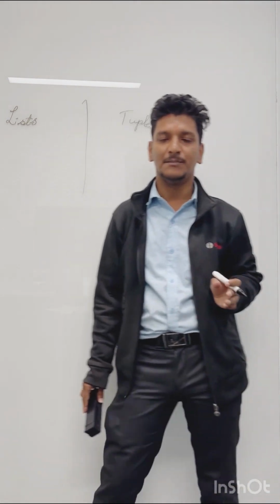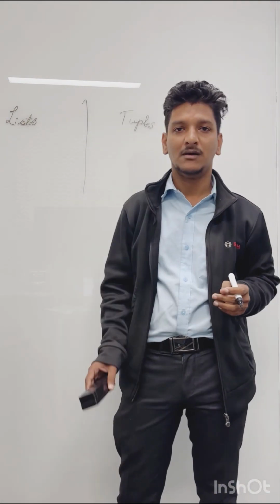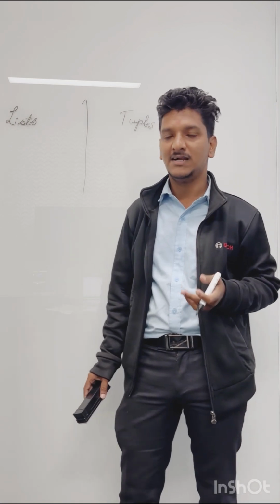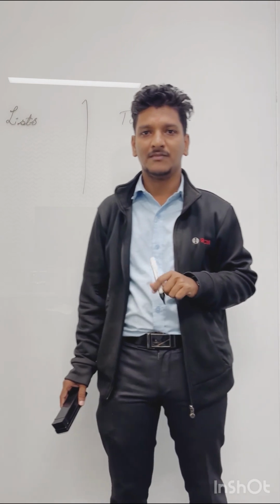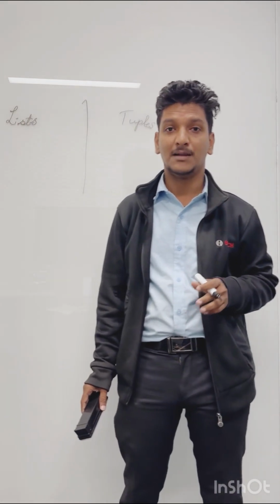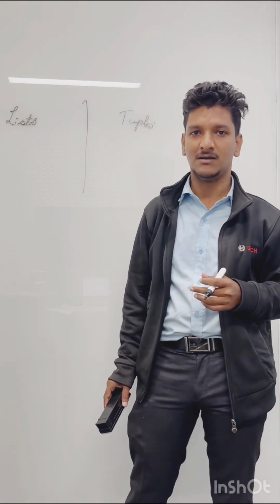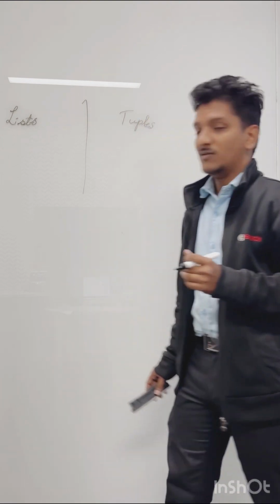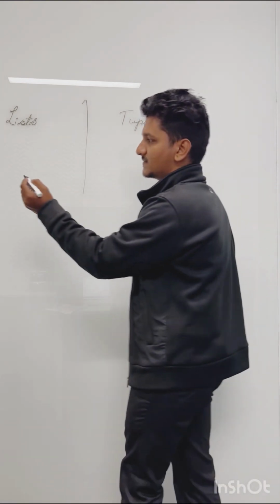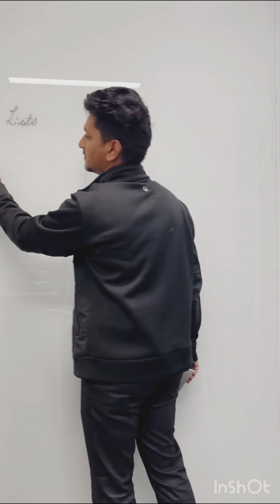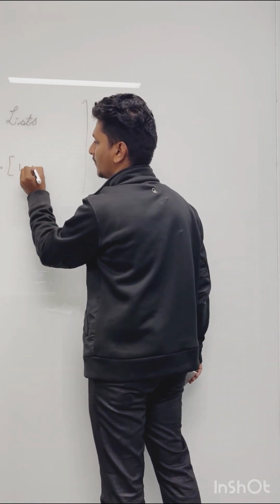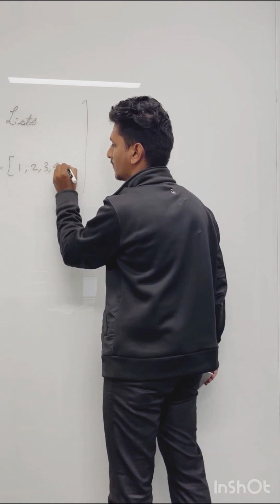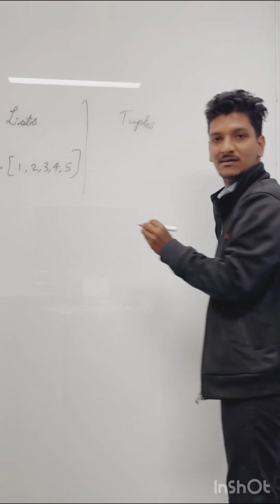Generally when I ask many people the difference between list and tuple, the only difference that they tell is that list is mutable and tuple is immutable. Yes, that's correct, but still there are many differences between list and tuple. So the first thing is that suppose consider a list. And consider a tuple.